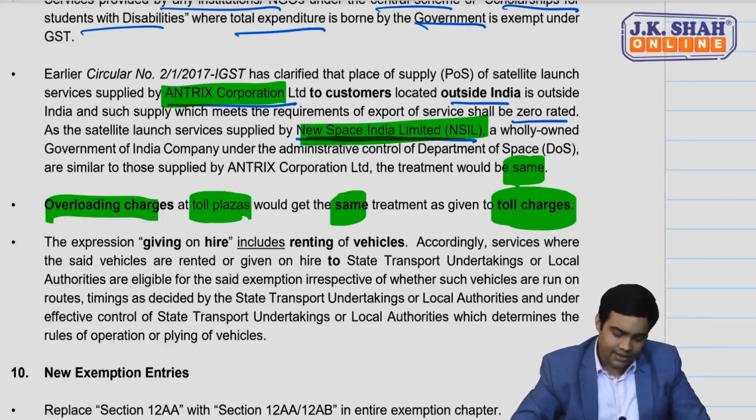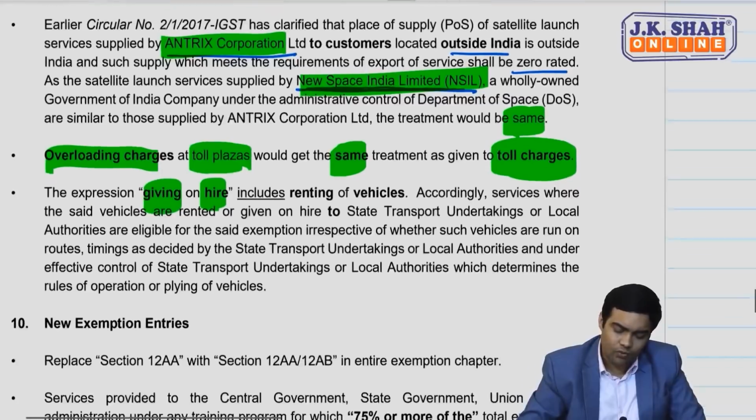Another very small aspect is giving on hire. What does it mean?